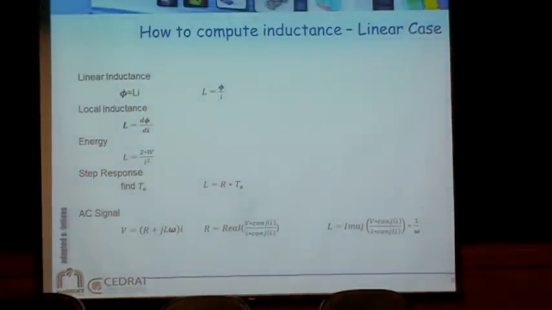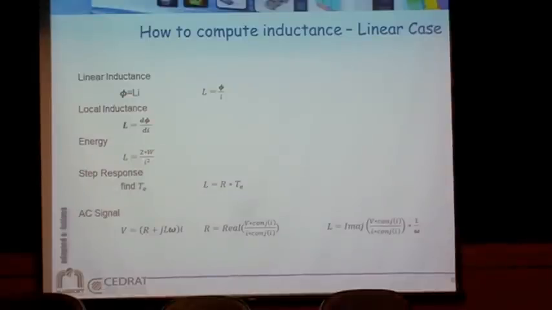Okay, this one here, let's make sure I don't make the mistake again. This one is the local inductance. It means it's going to be true wherever you are on the curve. Of course, that means that this one and this one should be exactly the same right at the start, when you're linear.